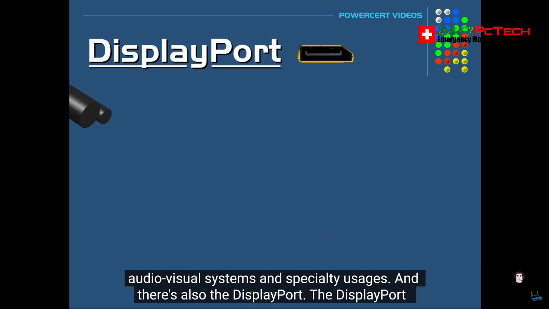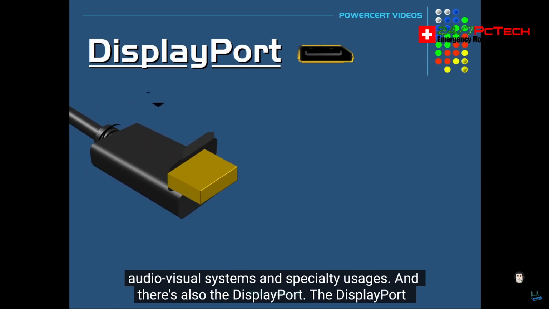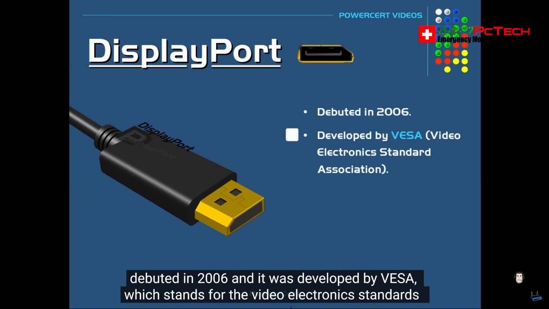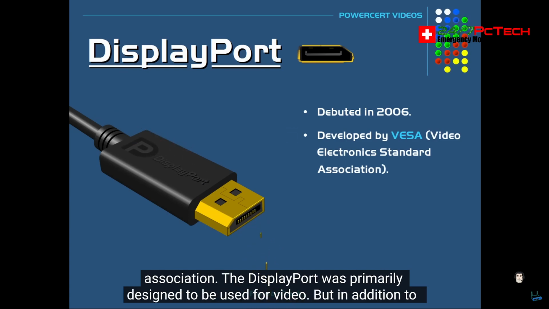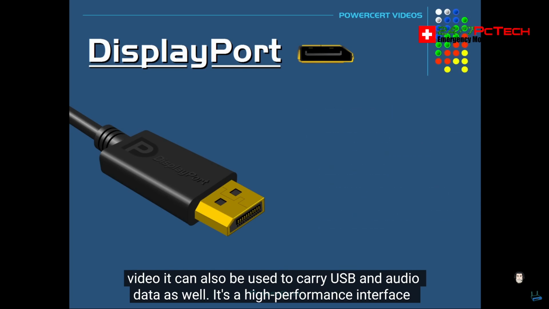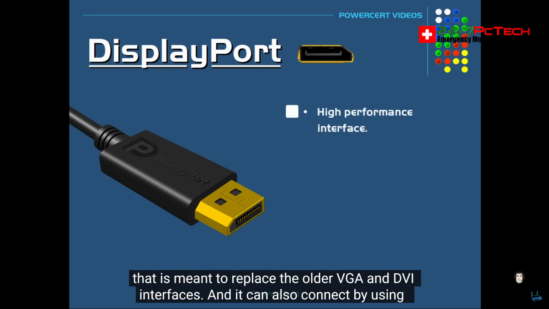And there's also the DisplayPort. The DisplayPort debuted in 2006, and it was developed by VESA, which stands for the Video Electronics Standards Association. The DisplayPort was primarily designed to be used for video, but in addition to video, it can also be used to carry USB and audio data as well. It's a high-performance interface that is meant to replace the older VGA and DVI interfaces.